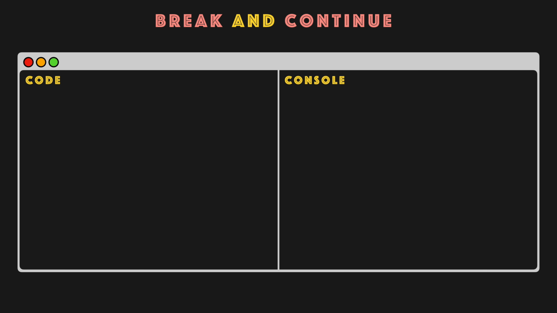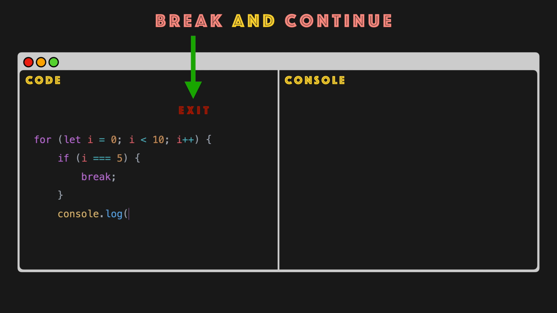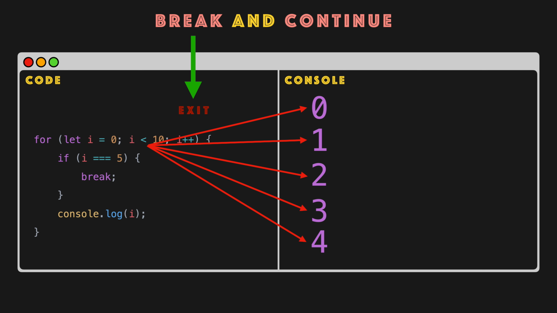Now, let's talk about using break and continue in loops. Sometimes, you might want to stop a loop early or skip over certain iterations. This is where the break and continue statements come in. Using break to stop a loop: the break statement allows you to immediately exit a loop, even if the loop condition hasn't been met yet. Here we have an example. In this case, the loop starts at 0 and runs until i is 5. When i equals 5, the break statement is triggered, and the loop stops. So it will print 0, 1, 2, 3, and 4, and then stop when i reaches 5.